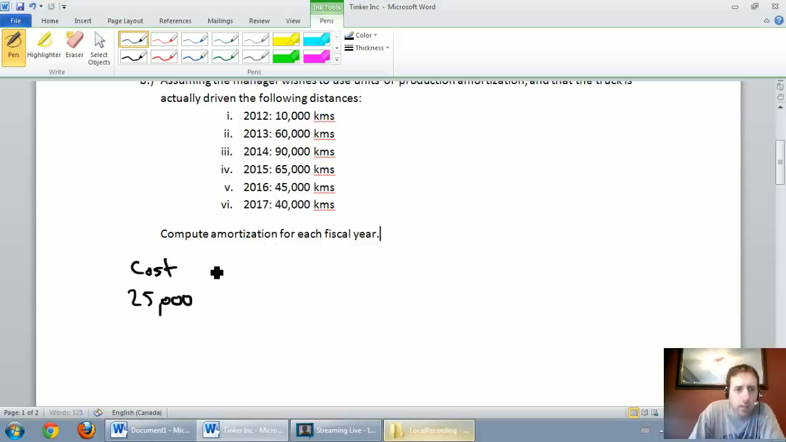So our cost was $25,000. Our residual value of our asset. By the way, if you just Google the word residual, I think it means leftover. So our leftover value when we're done with the asset is $5,000.